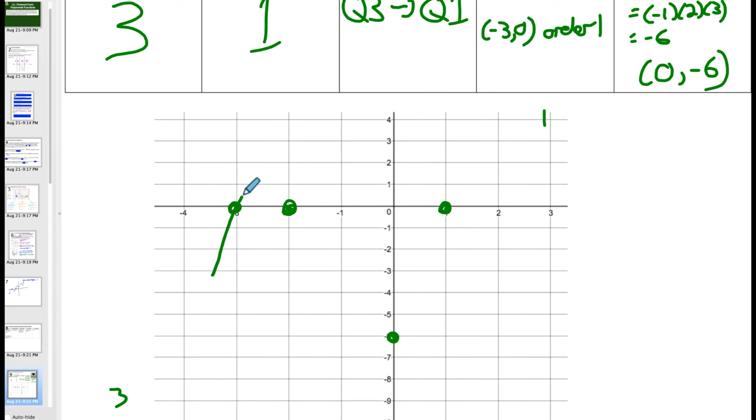Starts in Q3, goes straight through each of the x-intercepts. It's going to pass through all of the points I have, so make sure I pass through the y-intercept, straight through this x-intercept as well.